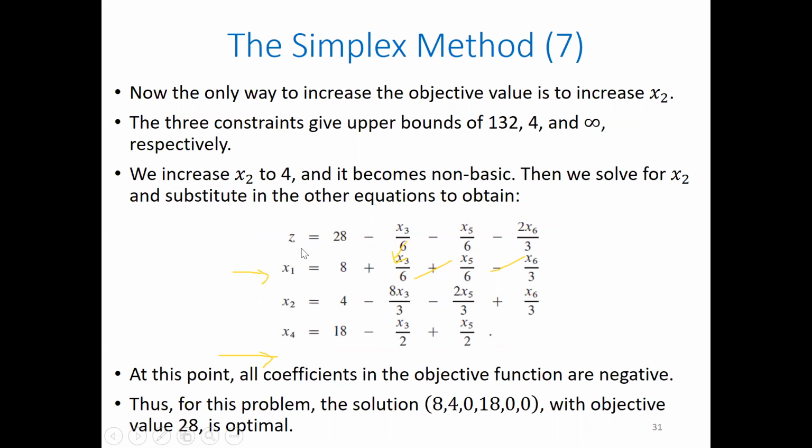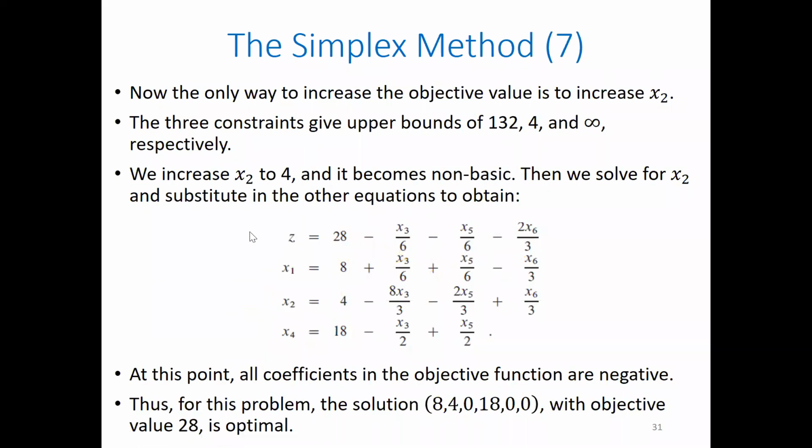So we solve for x2 and we bring it on the left-hand side, and everything else on the right-hand side, and then you get this. And again, when you put x1 = 8, x2 = 4, x3 = 0, x4 = 18, x5 and x6 again 0, and you plug these values into the z function, you would get an objective value of 28. Now, what happens next is nothing happens next.